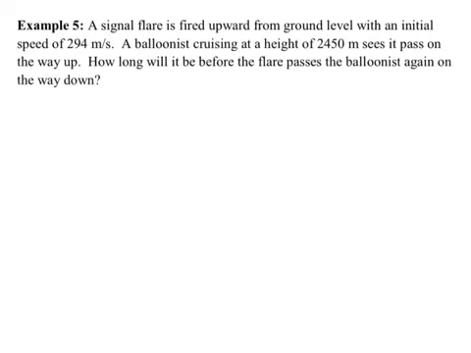On the way down. So, can we draw what's going on here? A signal flare. You ever see somebody in a boat who wants to shoot a flare so a plane can see them? They launch the flare straight up. So the signal flare gets launched straight up. It gets fired with an initial speed, V0, of 294 meters per second.